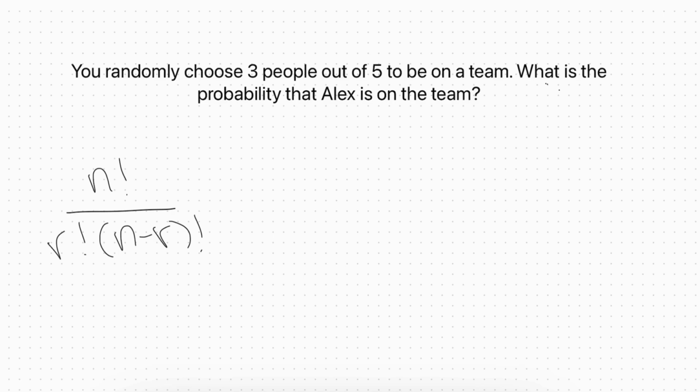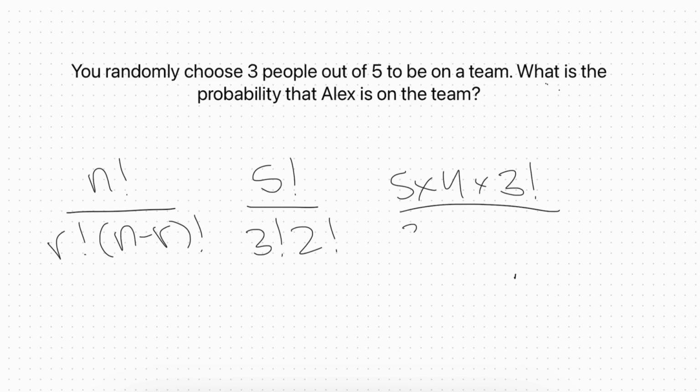So n would be 5, since there are 5 total people, so I'm writing 5 factorial. And r factorial is 3 factorial. And n minus r is 5 minus 3, which is 2 factorial. To simplify and make it easier, I'm going to write 5 times 4 times 3 factorial over 3 factorial, 2 factorial, so that these cancel out. And 2 factorial, of course, is just 2. So this simplifies, and we're left with 5 times 2, which is 10. I'm just going to keep that aside.